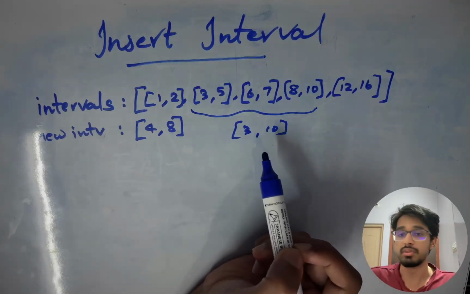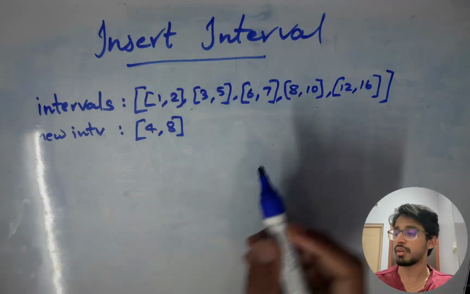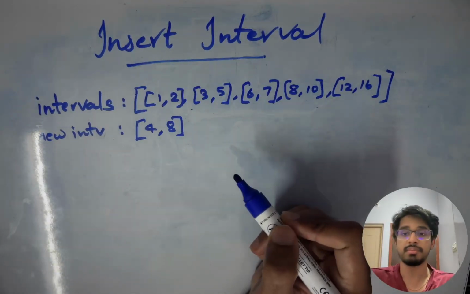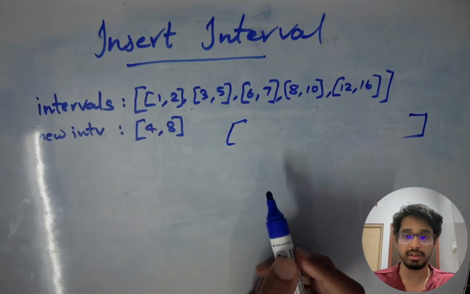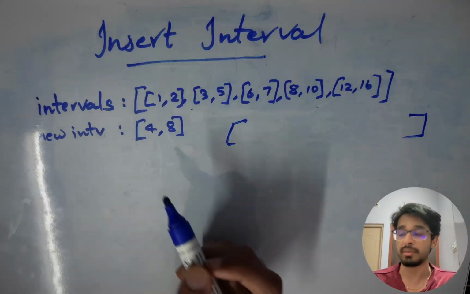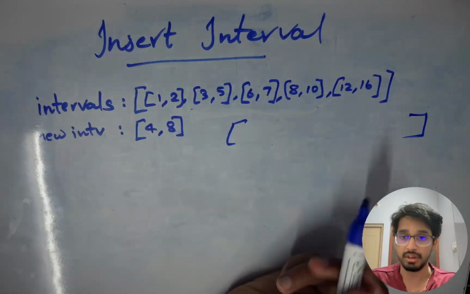How can we actually apply a logic in our code? All right, so we need to have a new intervals array which we will be returning in the end. So let us create this array. Whenever we do not find any overlap, we keep pushing the intervals to this array, which we will be returning in the end.